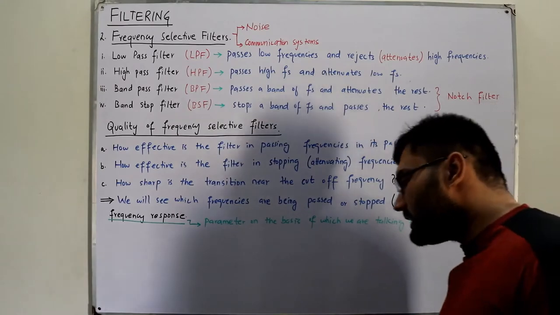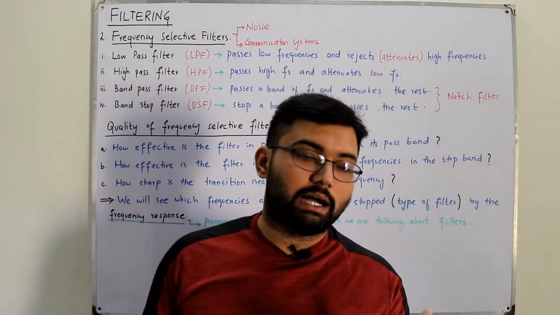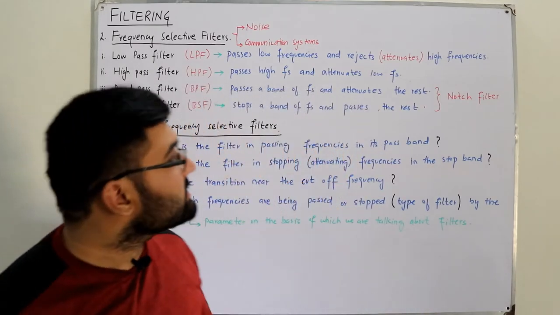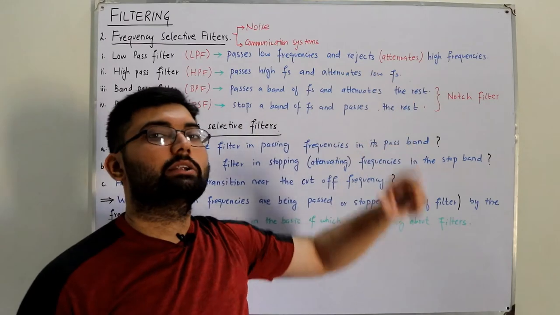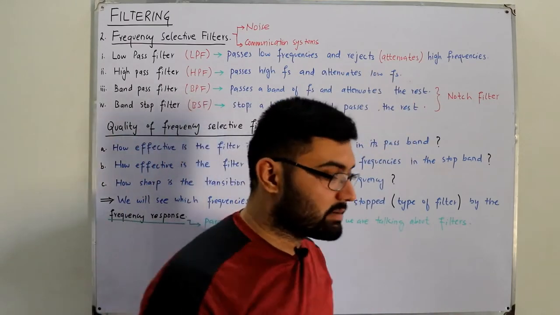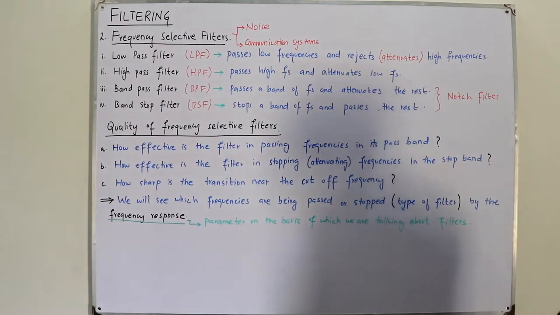But the complete rejection or complete blockage is not achievable in practical cases. So I've written attenuate. Attenuate means to minimize to the maximum extent possible, to the minimum level. So it passes the lower frequencies and attenuates the higher frequencies.